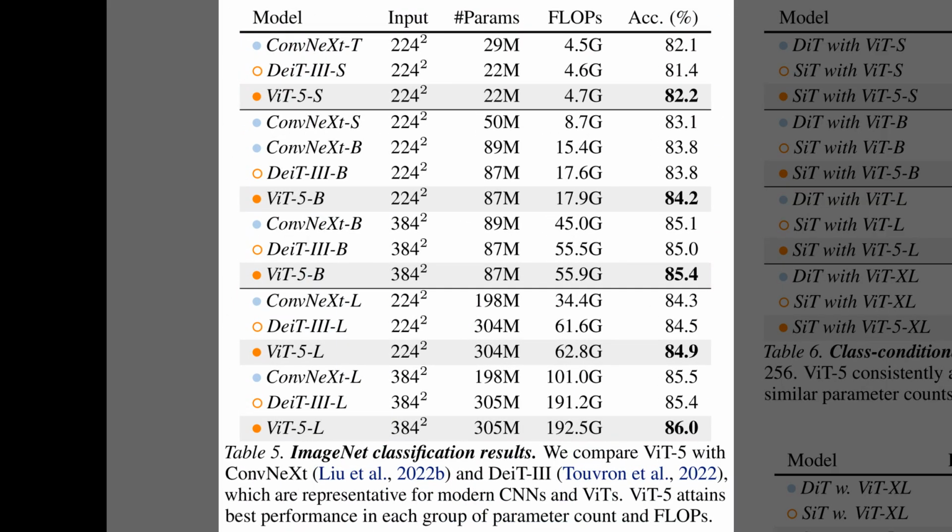Okay, with the architecture finalized, Table 5 presents the main ImageNet classification results. It compares ViT-5 against ConvNeXt and DeiT3 across varied model sizes and input resolutions. Looking at the base models with 224 inputs, ViT-5 achieves 84.2% accuracy, clearly surpassing the 83.8% of DeiT3. The gains scale up effectively too. At the bottom, the large model with 384 inputs hits 86%. This confirms that these systematic refinements yield a state-of-the-art plain vision transformer.